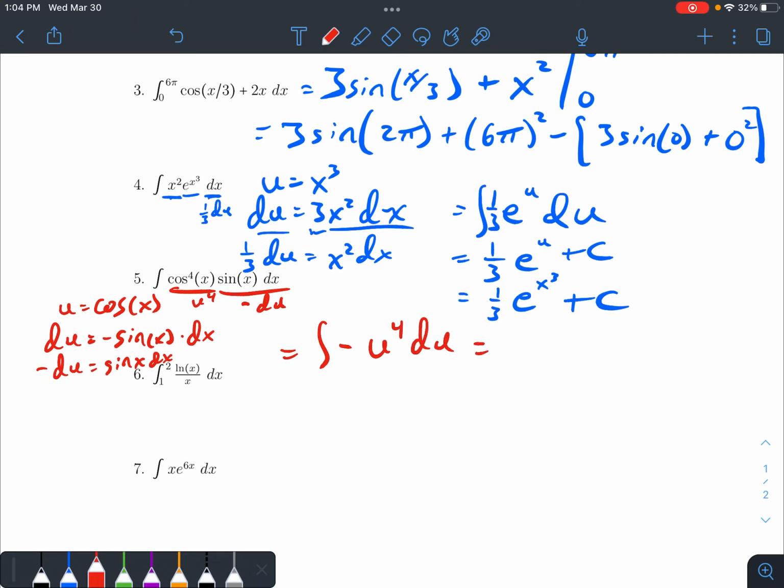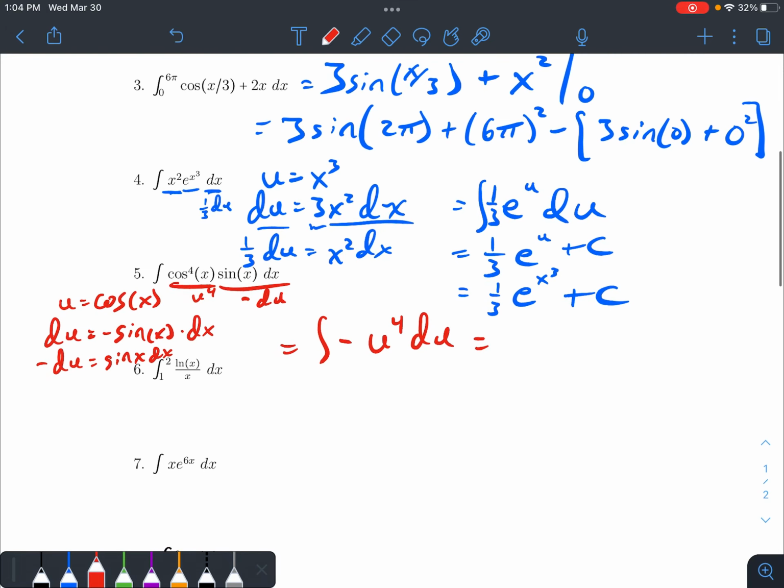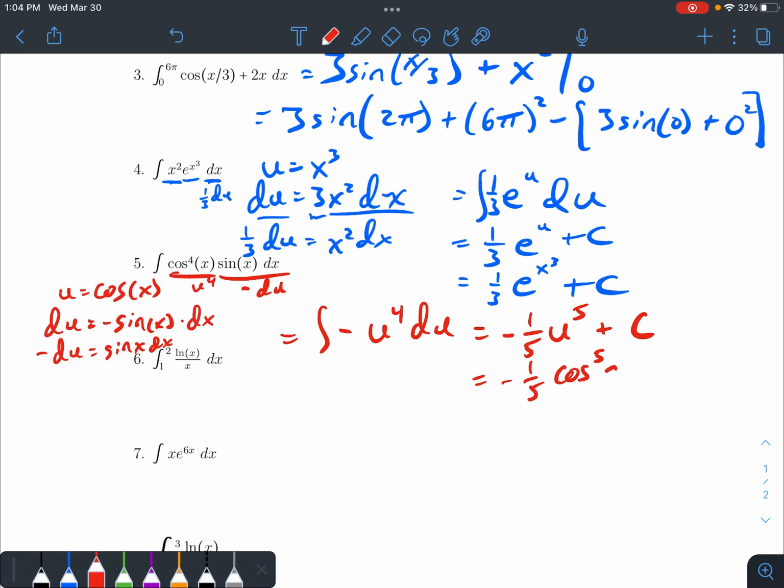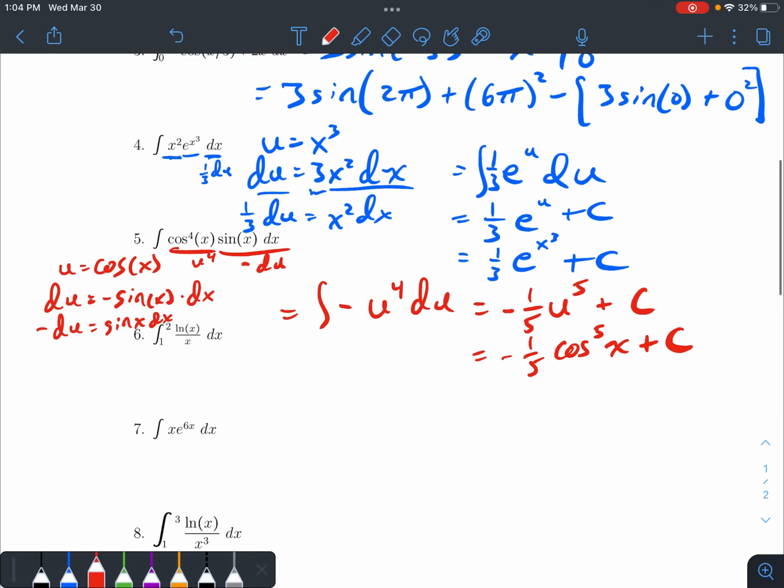And we integrate this, do an anti-power rule on that, raise the power by 1 and divide by that exponent. Keep that negative there as well, just carry it along. And then plus c, because this is an indefinite integral. And then we just sub back in for x. So u is equal to cosine x, so this is negative cosine to the 5th x over 5, plus c.